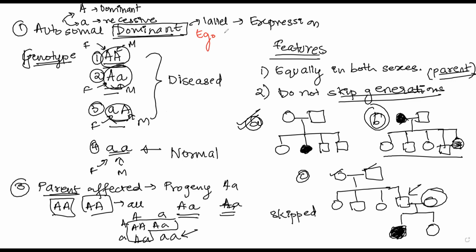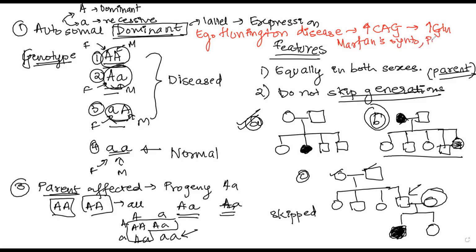So the first disease that follows this inheritance pattern is Huntington disease. Now what is Huntington disease? In this, the number of CAG codons is drastically increased, and CAG is the codon for glutamine. So there are more glutamines, and this causes Huntington's disease. Other examples are Marfan syndrome. Then you have polydactyly, which is the excess of limb digits, and you have PTC testing. Now this PTC testing is an important example.